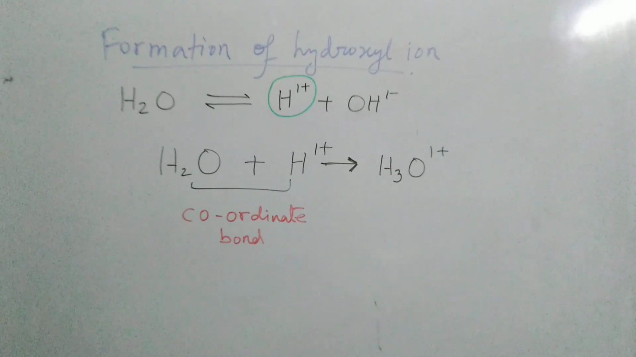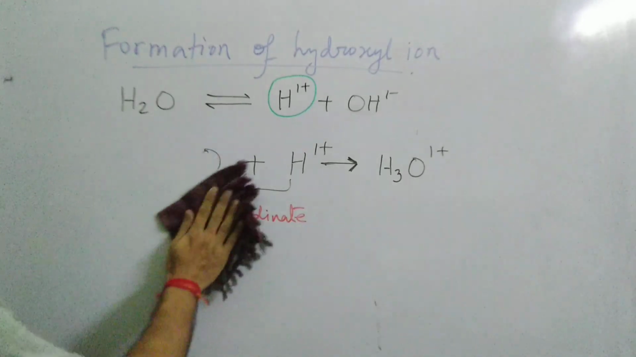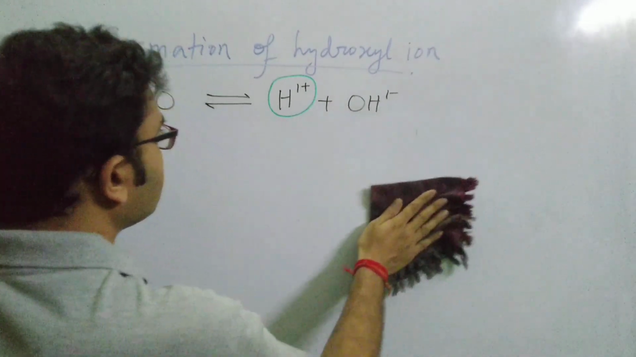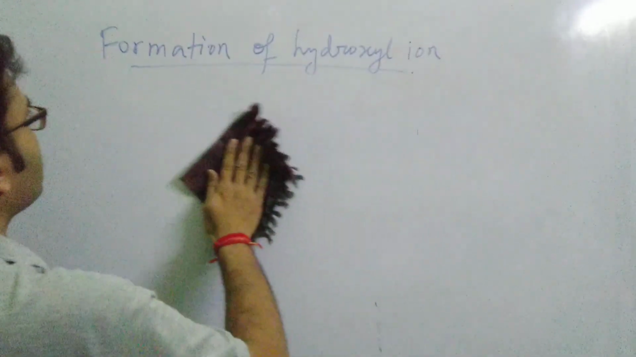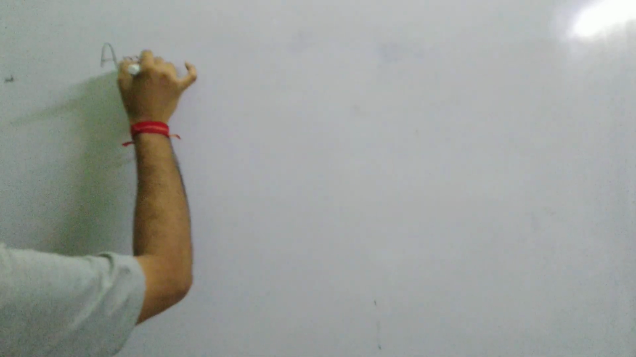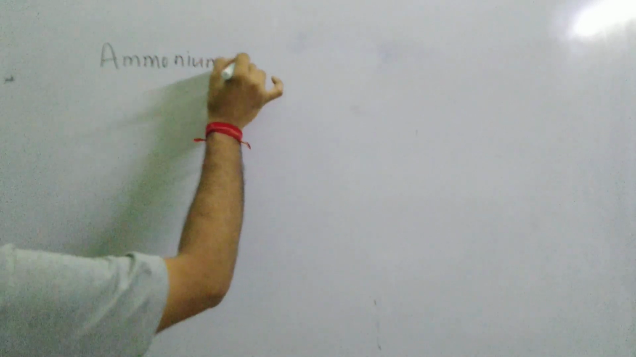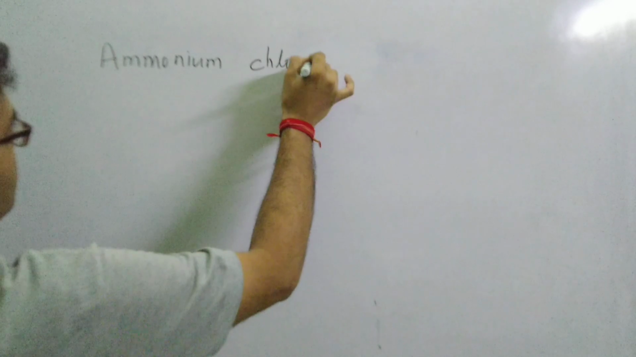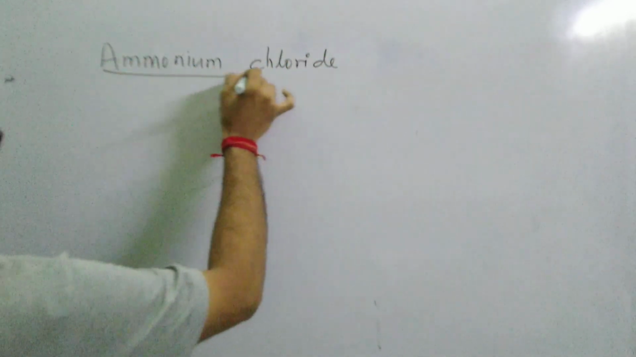Now let us move on to the next topic, the last topic for this chapter, where we will be discussing one chemical compound which has all three kinds of bond, that is electrovalent bond, covalent bond and coordinate bond. Can you guess such a compound? The name of that compound is ammonium chloride. This ammonium chloride has all the three bonds present in it. How?